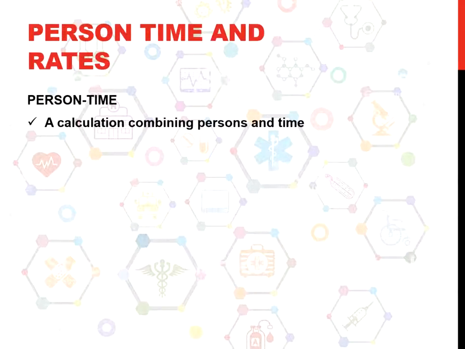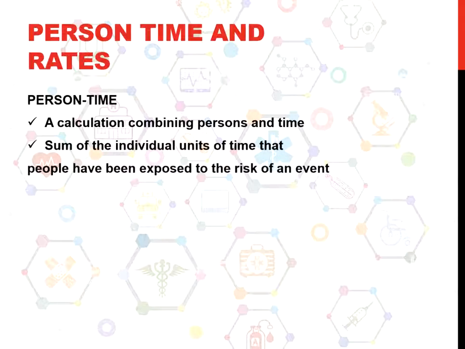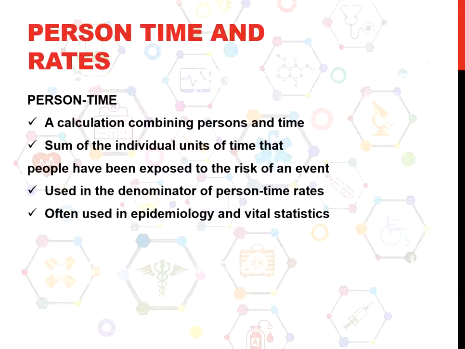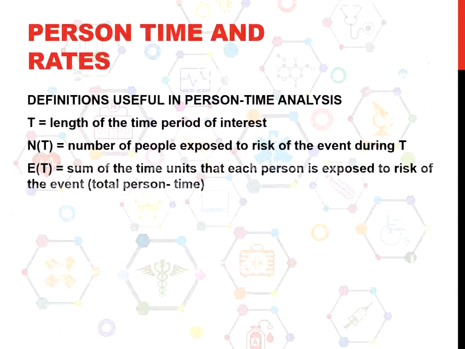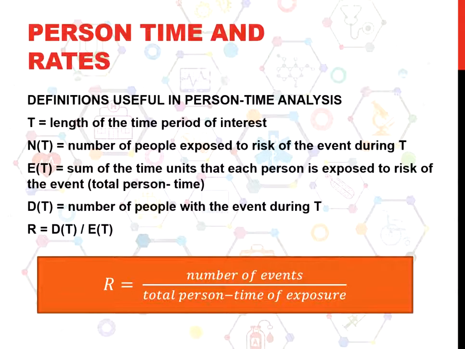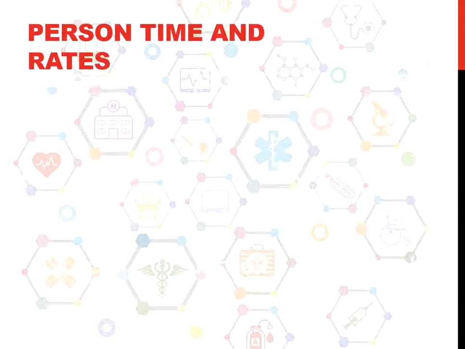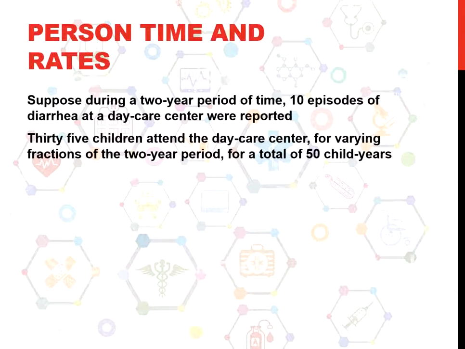Okay, person time. So, paano ba kina-compute yun? Calculating by combining person and time. Sums of individual units of time that people have been exposed to the risk event. Used in the denominator of person-time rates. Often used in epidemiology and vital statistics. Okay, so ito yon. Pero hindi na natin ito gagamitin. Masyado itong complex. It's just nice to know for you. Okay, so tinutukoy kasi ng person-time years na yun kung gano'ng katagal na exposed yung isang individual.